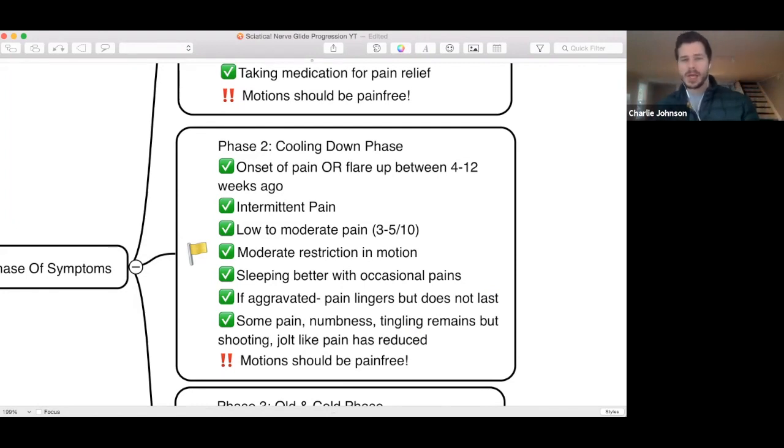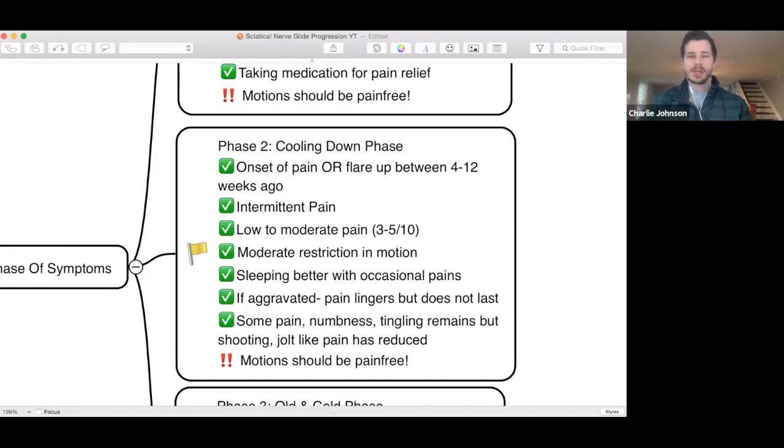Sleeping better with occasional pains as things calm down. And if aggravated, pain lingers but does not last. So unlike in the angry, hot, and bothered phase, where you do something and you're flared up like a crazy wildfire, if you stretch it, or bend over quickly to pick something up and pull on the nerve, it zaps you a little bit, it lets you know, but it doesn't necessarily last.